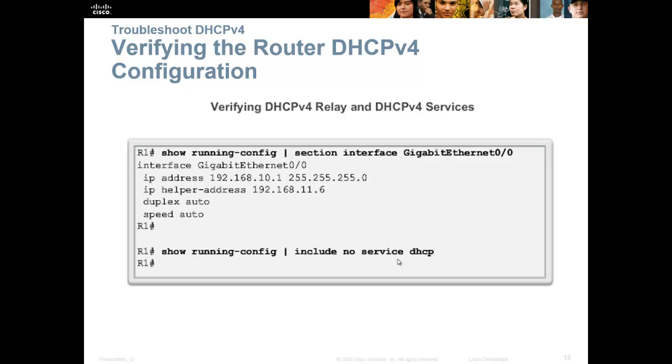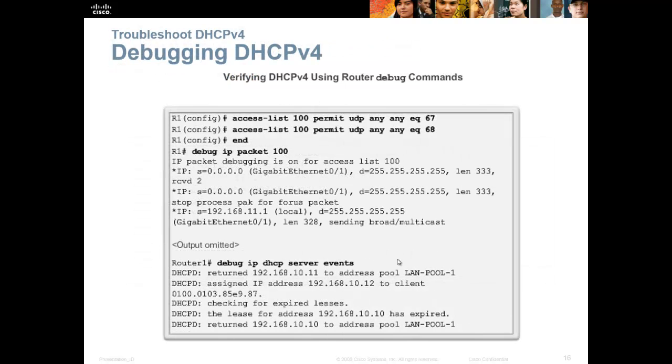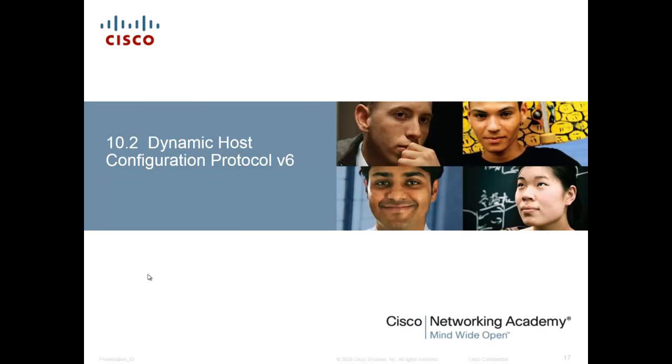All right, and then don't forget, there's always your debugging commands. Every protocol has a debug command. So if I do debug ip dhcp server events, anytime a DHCP event happens on the router, it would show it to me on the screen, and I can see what's going on. Checking for expired leases, this lease address has expired, that kind of stuff. And remember, to turn it off, it's undebug all, and that way we're good.